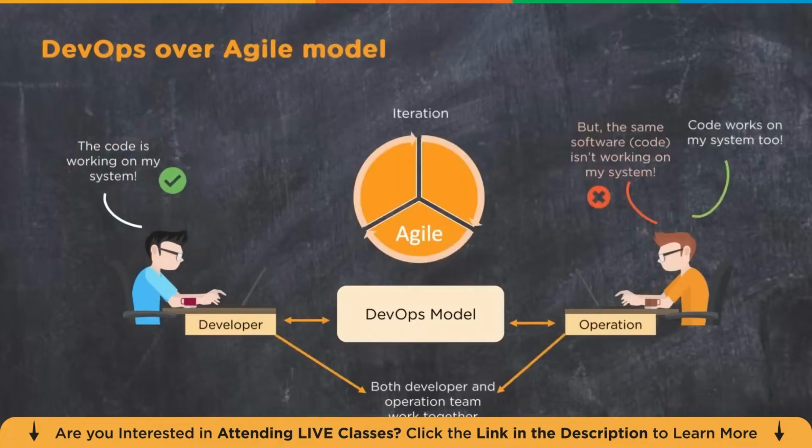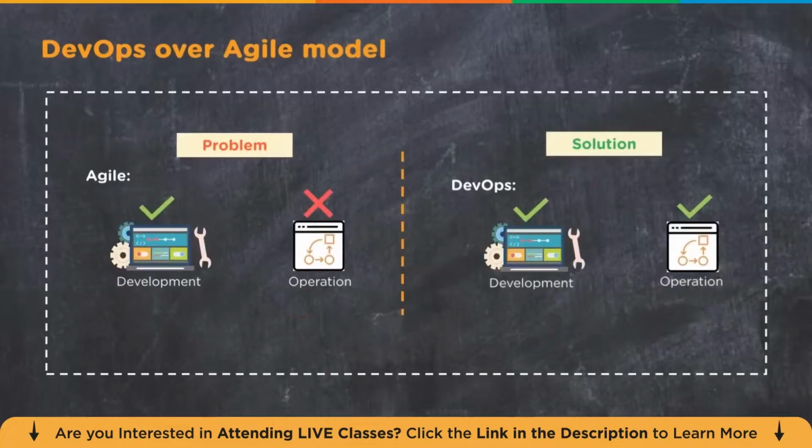So the goal is that as a developer and as an operations person, the code is working continuously in both environments. You have continuous integration and continuous delivery. So simply put, we're able to eliminate the problem of the operation environment not being in sync with the development environment. And this is an improvement on Agile.